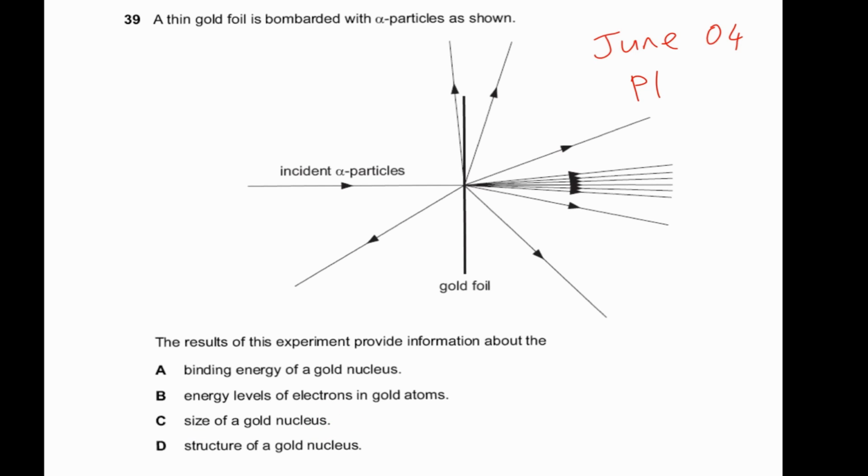Now, when you talk about structure, it means that in the nucleus, you need to be able to discover the existence of protons and neutrons. But if you remember Rutherford's alpha particle scattering experiment, the only thing he managed to find was that the nucleus was positively charged and very dense, meaning it's very small. So therefore, he did not manage to discover the existence of neutrons. So the answer would be C, only the size of a gold nucleus.